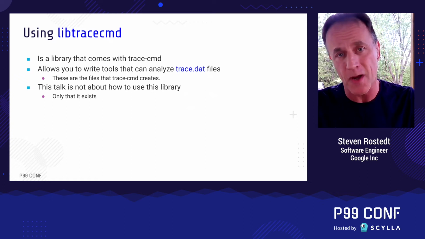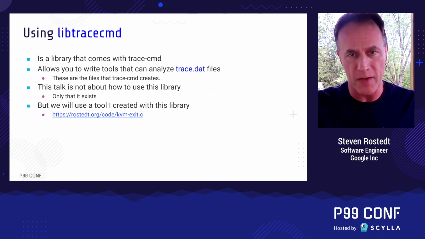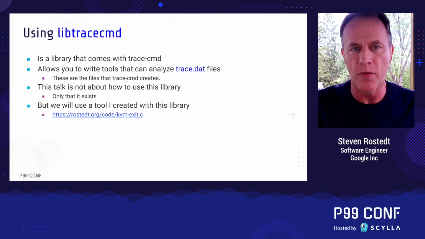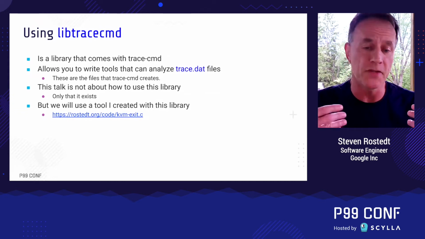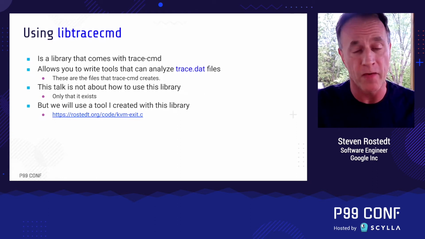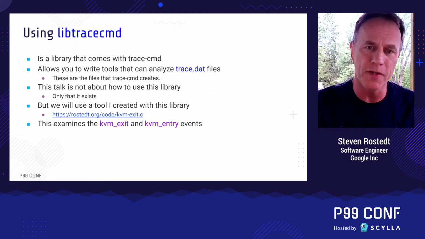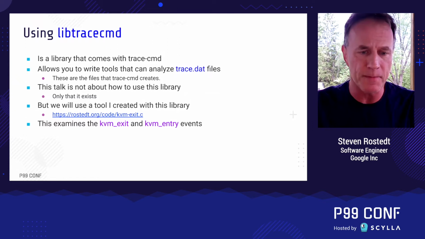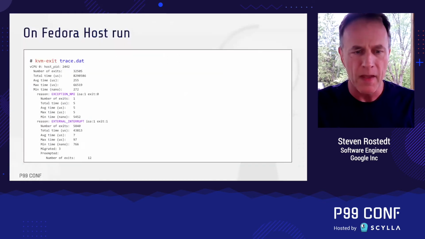But this talk is going to show you one of the tools that I wrote that utilizes this library, which is called kvm exit. The link below is where you can get the code. I have a bunch of comments in there to let you know how to use it. The idea is to let you know that this library exists, download the code, tweak it, and do what else you want. If you have questions, email me. I'm happy to help. So what this tool does is look only at the kvm exit and kvm entry events. So when I run it on the trace.dat file, it gives me a bunch of information.